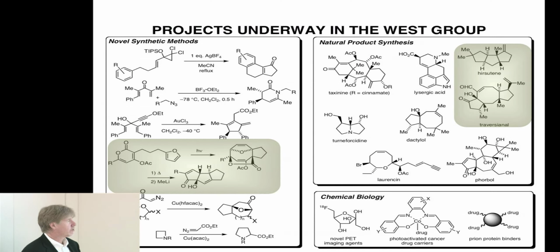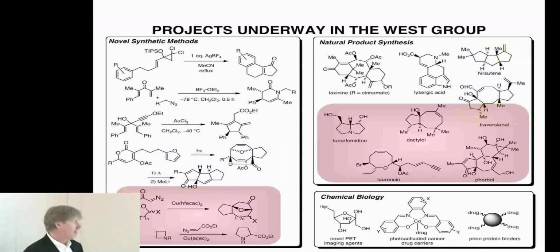We also have a project that is centered on the photochemistry of these compounds, which are called 2-pyrones. And these undergo a very interesting cycloaddition reaction photochemically to give 8-membered rings. And we're trying to use this chemistry towards this fusicoccin natural product, traversianal. These products also undergo a very interesting transannular reaction to produce polyquinane ring systems like this. And we're trying to use that chemistry to make some of the simpler triquinane sesquiterpene natural products.